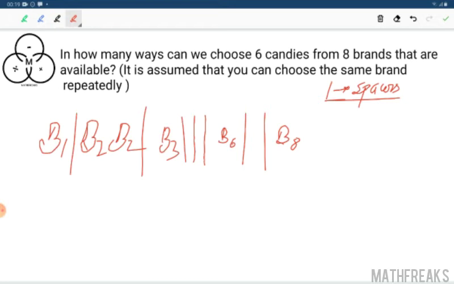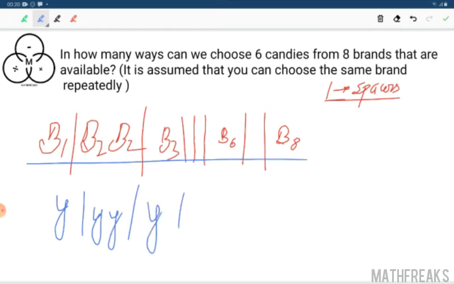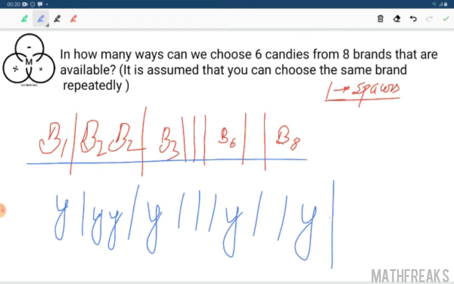Now at this point, we can easily say that what we need is just to select these brands. Now let me represent the chocolate with some y. This is y, y, y, y, y. So we are just selecting the position of y. How many positions we are having? You just see. 1, 2, 3, 4, 5, 6, 7, 8. Is it correct?